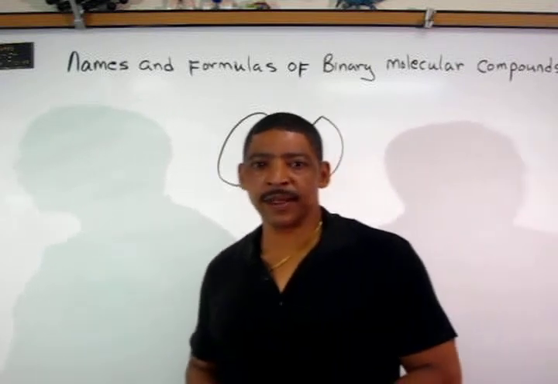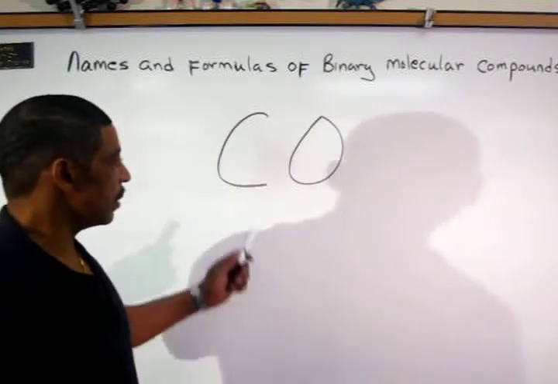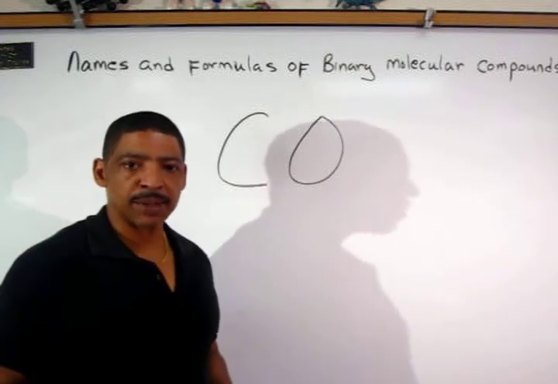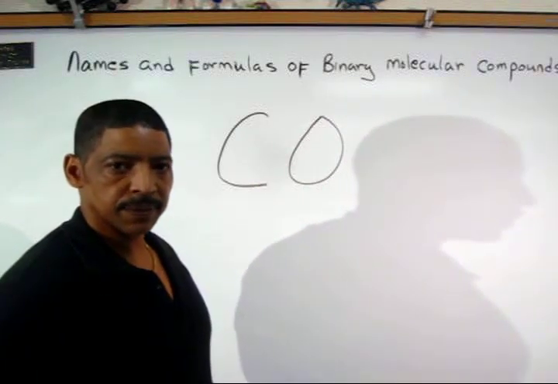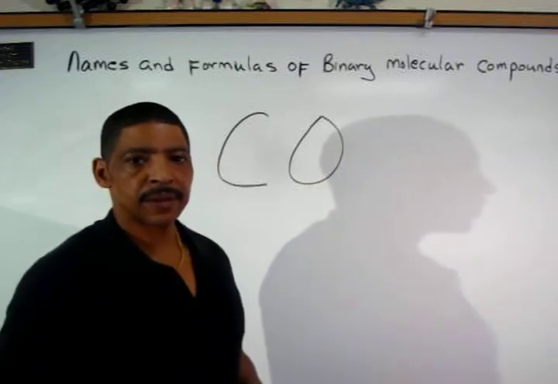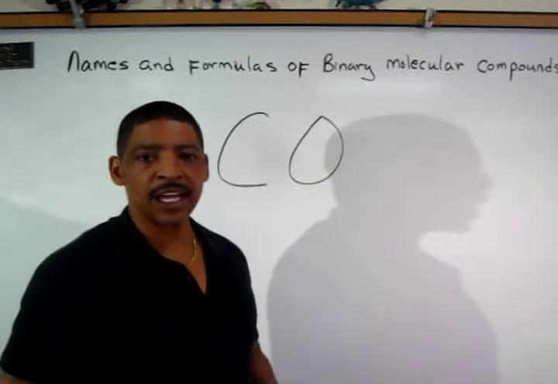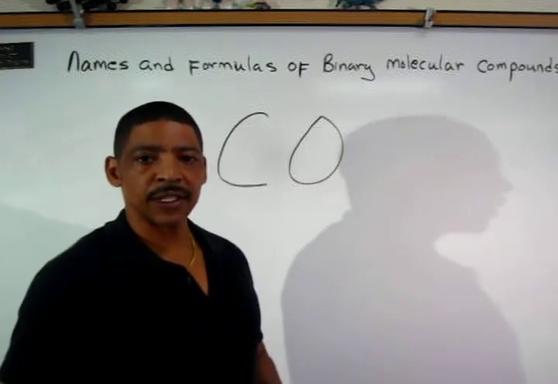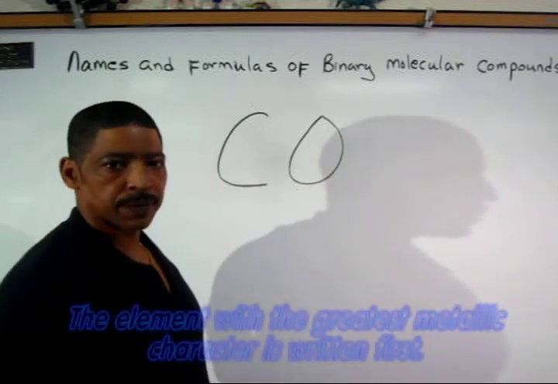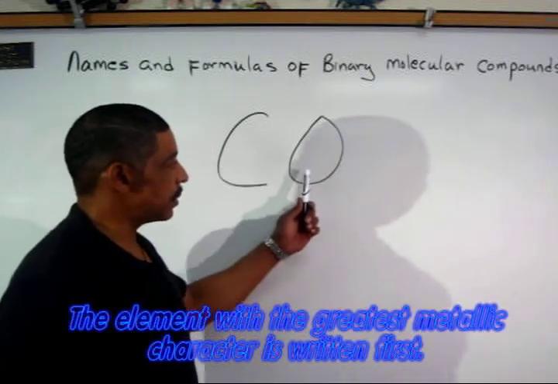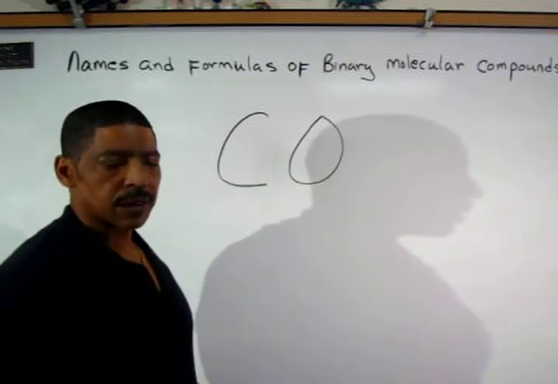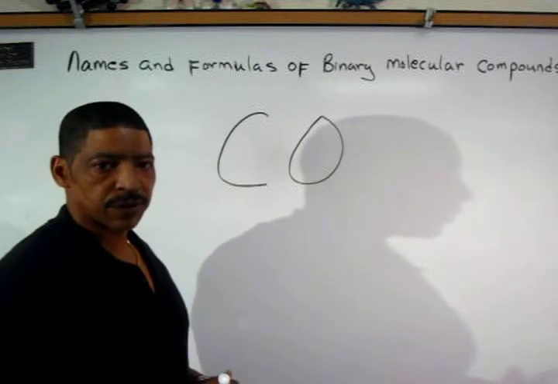This poisonous compound is called carbon monoxide. Carbon monoxide is a binary molecular compound. When writing the formula for and naming this compound, simply use the element that's found most to the left on the periodic table as the first element in the formula. Since carbon is found left of oxygen on the periodic table, carbon is written first.